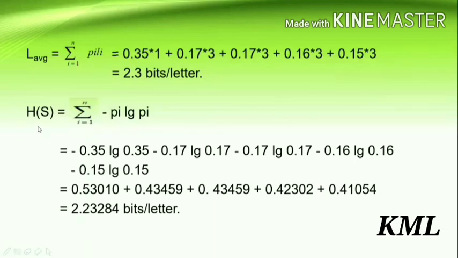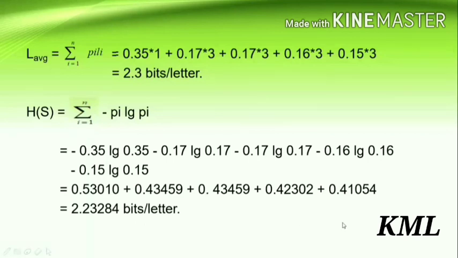Now compute the entropy. So we have summation i equals 1 to n of negative p_i log to the base 2 of p_i. So substitute p_i values here. So first probability negative 0.35 log to the base 2 of 0.35, negative 0.17 log to the base 2 of 0.17, second probability. Next negative 0.17 log to the base 2 of 0.17, third one. Next 0.16 log to the base 2 of 0.16, fourth one, and the last one 0.15 log to the base 2 of 0.15. Okay, so we get these answers after solving for this individually, and the final answer is 2.23284 bits per letter.